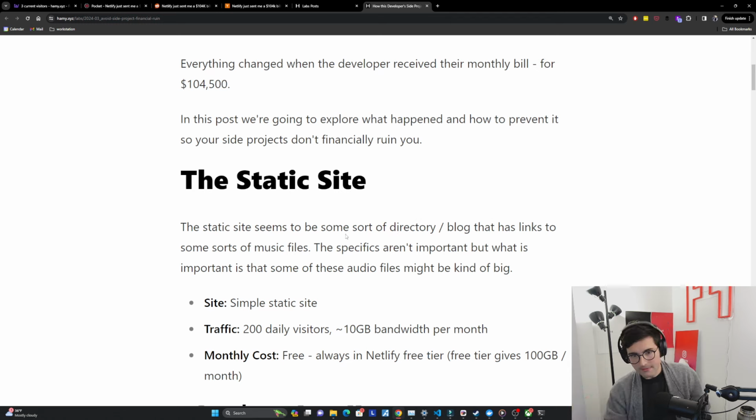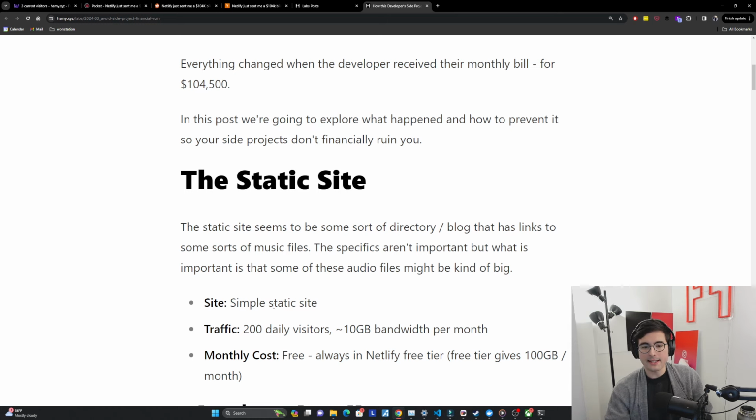It's something like that. The specifics aren't too important here, but what is important is that some of these audio files might be kind of big, because audio, like video, is relatively large compared to, let's say, an image, and definitely compared to a static text-only site like mine is.